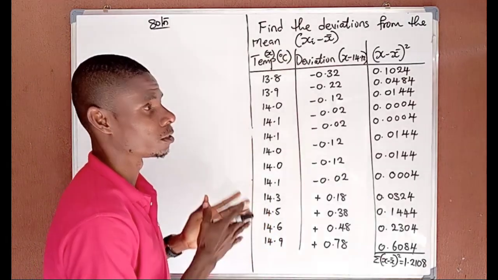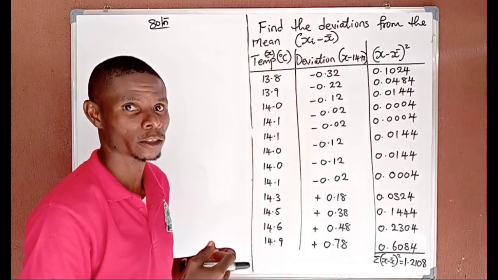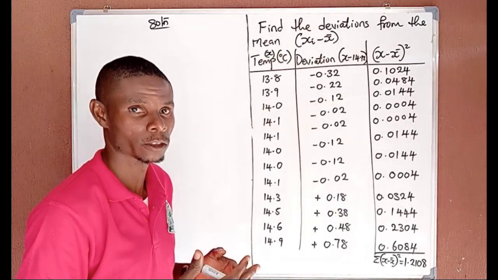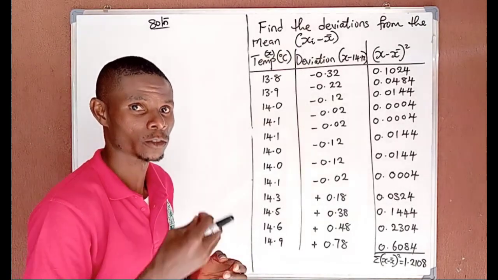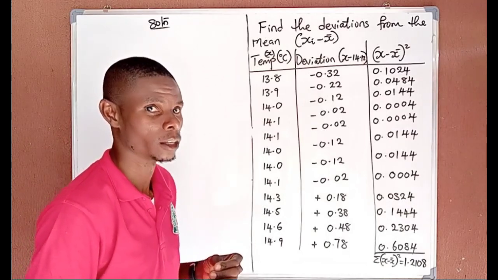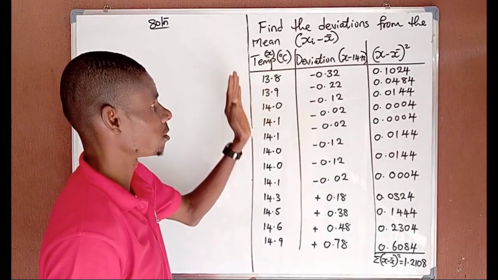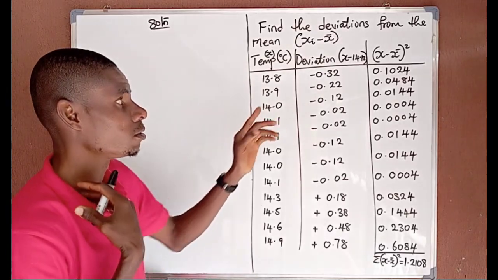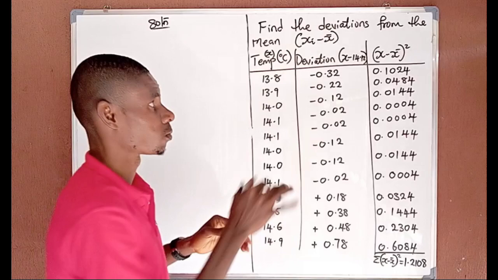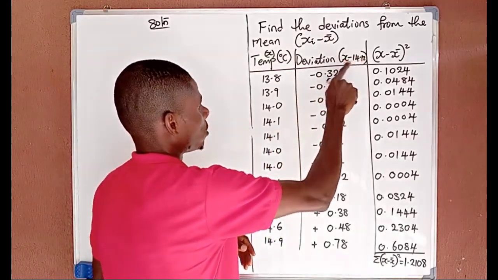Now, let's use this to solve standard deviation and variance. Before we solve standard deviation, we should know our variance. The square root of variance will give us standard deviation. Before we start, we found the mean in my last video to be 14.12.